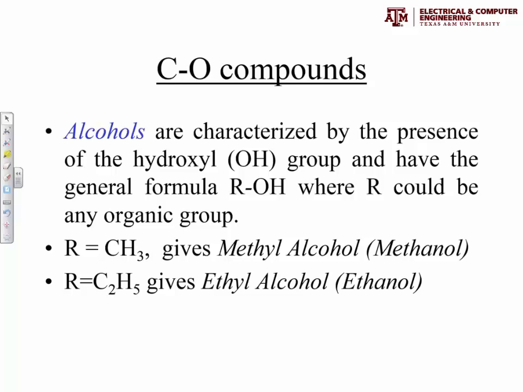So now we move on to compounds that contain carbon and oxygen. The first among these are what are called alcohols, and they are characterized by the presence of the hydroxyl group, the OH group. Alcohols have the general formula R covalently bonded with the hydroxyl group, where R could be any organic group. Like on the last slide, I showed you CH3 is the methyl group, C2H5 is the ethyl group.